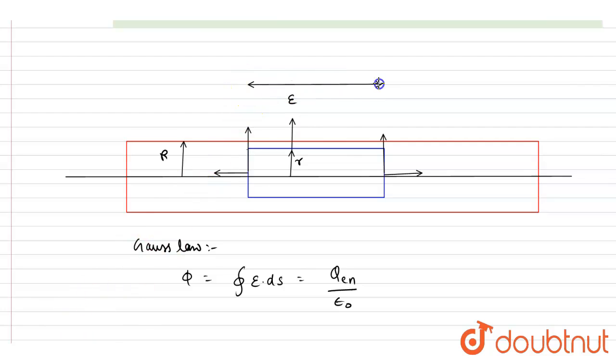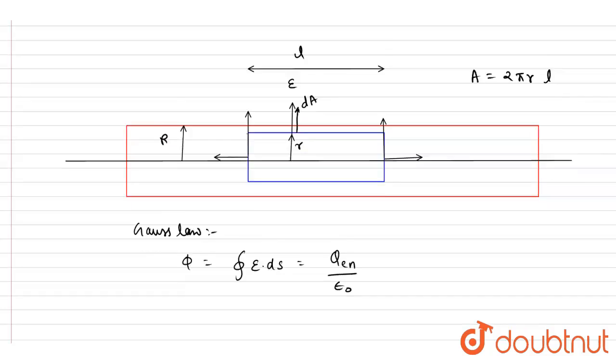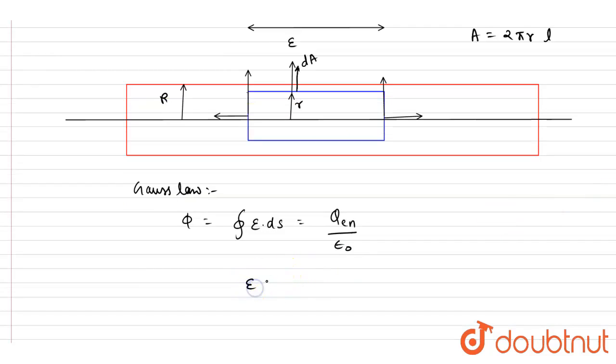So if I write down the area of this, it will be 2 pi r, this is the width, into length L. This will be the area of this surface, and through each point the electric field will be directed radially outward and it will be along the area vector only. At any point the area vector and this electric field vector will be parallel to each other, so you can write it is equal to the charge enclosed. It will be charge density times volume.